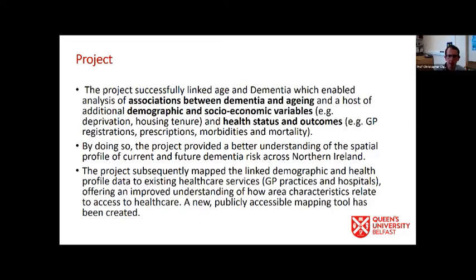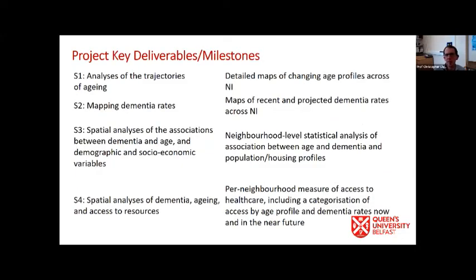So we've also linked in healthcare services, so GP practices, pharmacies, dentists, etc., so that you can look at accessibility to primary care. And as I will talk a little bit more about later, there's potential to also link in all kinds of community-based services, for example. So we've developed a publicly accessible mapping tool, and I'll say a bit more about that later on, and I'll show you that in practice. This is just a very brief outline of what the project entailed. There were 4 work streams.